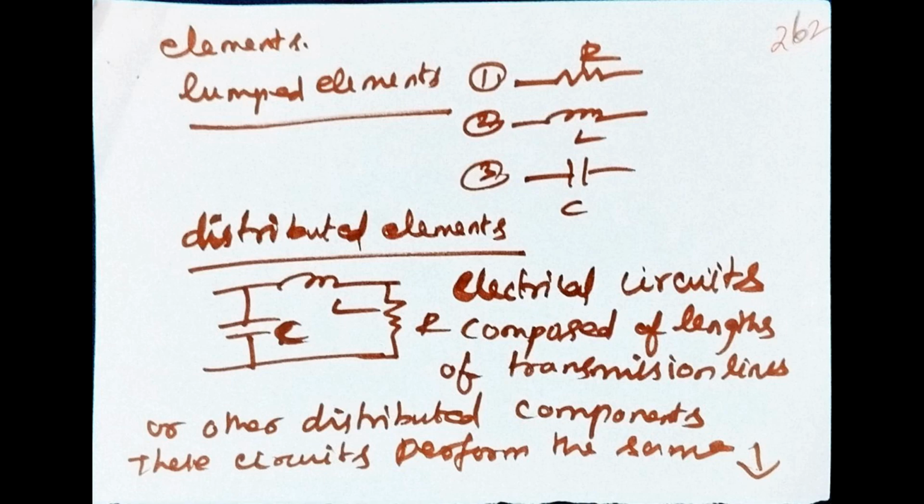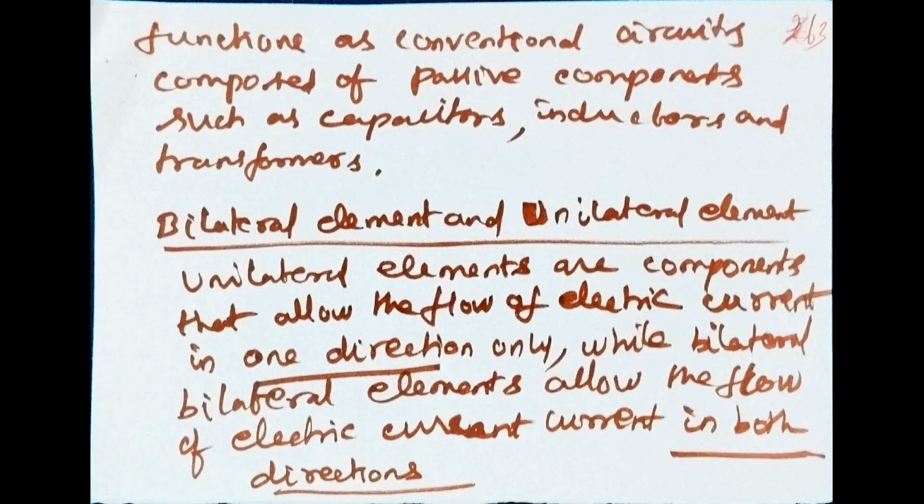Distributed elements. Network shown in figure: an electrical circuit composed of lengths of transmission lines or other distributed components. These circuits perform the same function as conventional circuits, composed of passive components such as capacitors, inductors, and transformers.